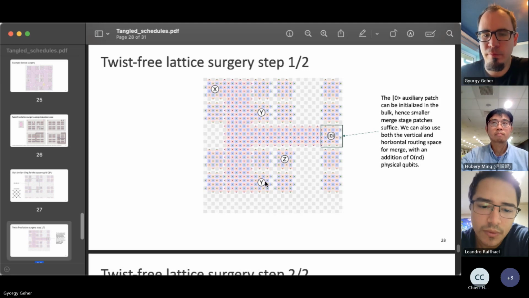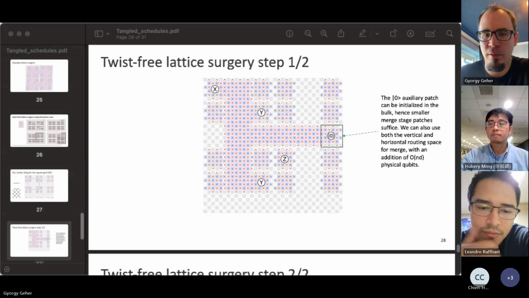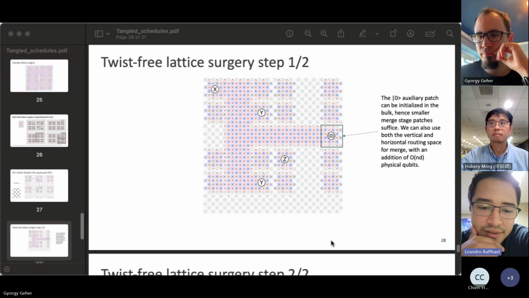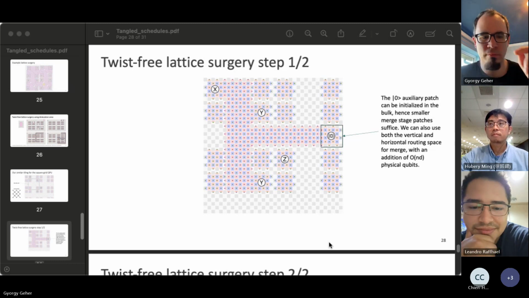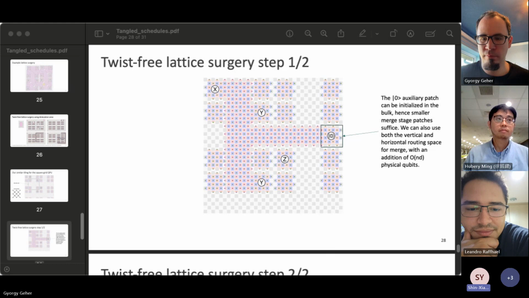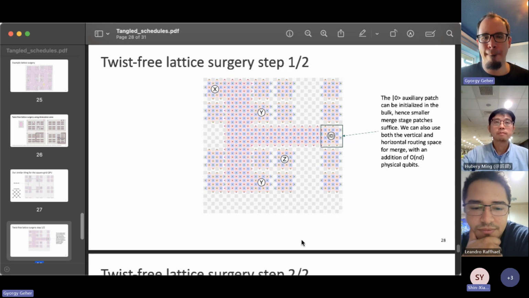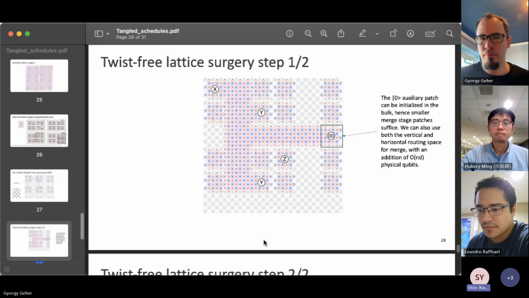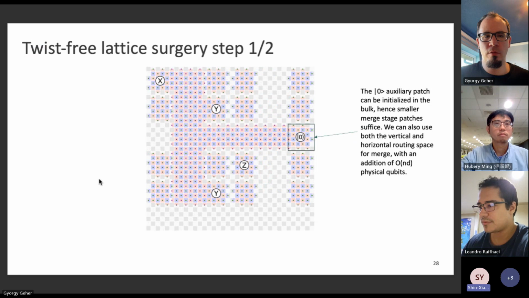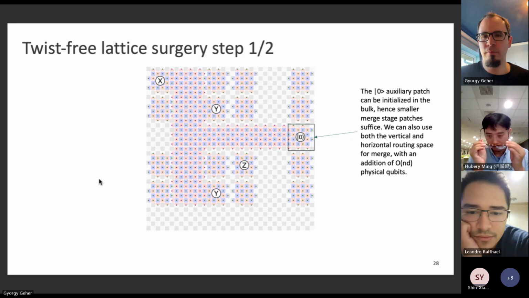Okay, I see. Okay. Let me ask another question. So the procedure would be like, when you want to do some certain operation, you encode your patches in a certain way, but then later if you want to do some other operation, then you have to initialize them, encode each patch another way, then you do the lattice surgery. So is it like that?